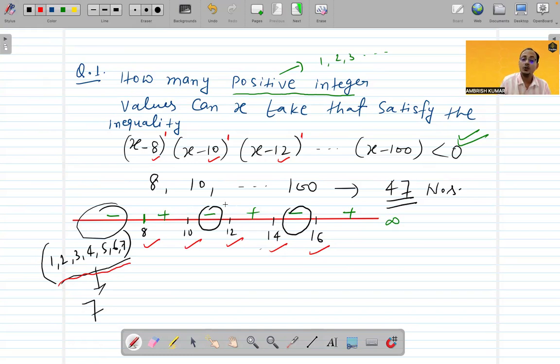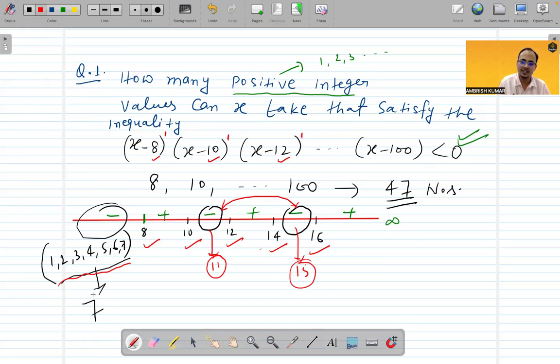And 2 more negatives we are getting. Between 10 and 12, the only integer that we can have is 11. So for 11, you will be having the negative answer. Between 14 and 16, again, we have only one integral value. That is your 15.